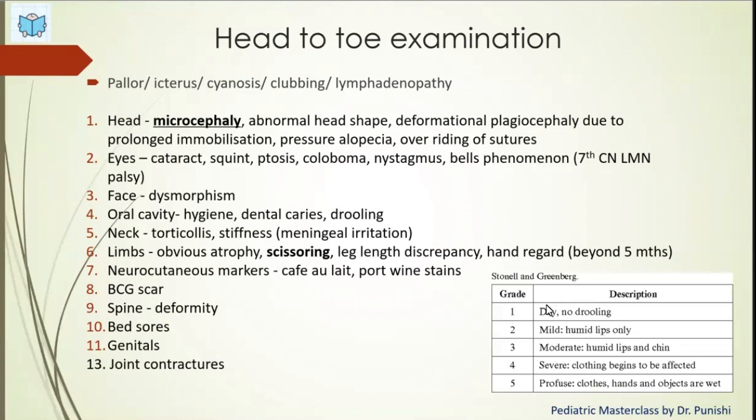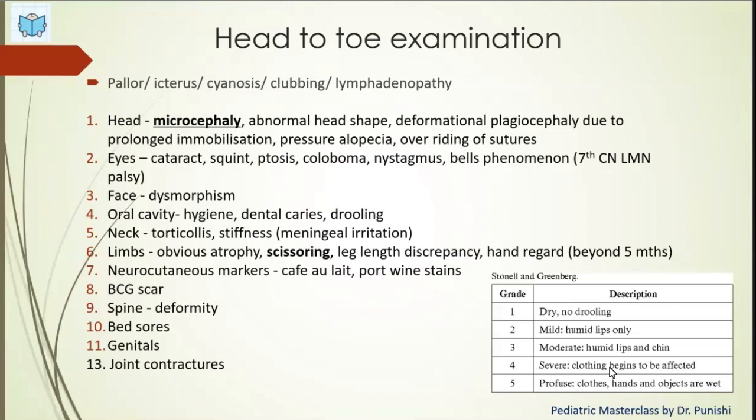Okay, so when you say drooling, there are grades of drooling. Grade 1 is that there's no drooling. Grade 2 is mild, it just falls over the lips. Grade 3 is moderate, where the drooling is up to the chin. Grade 4 is severe, where it falls onto the clothes. And grade 5 is profuse drooling, where the saliva falls onto the surrounding objects, like on the hands, the floor.